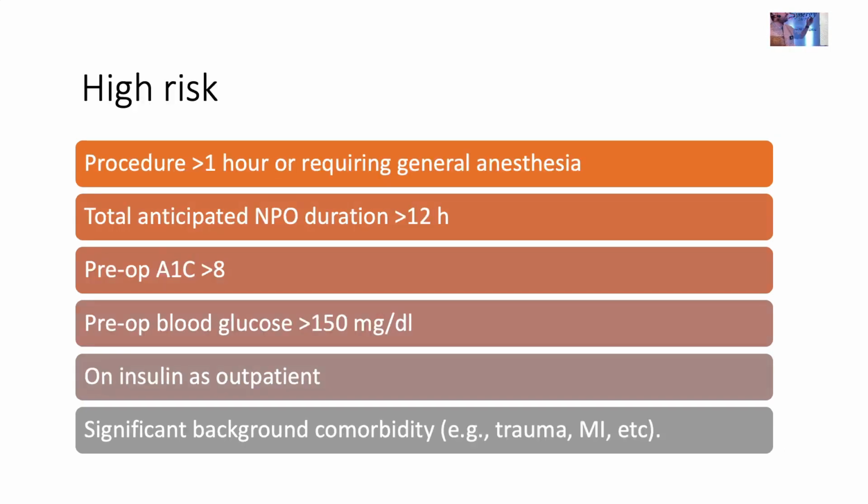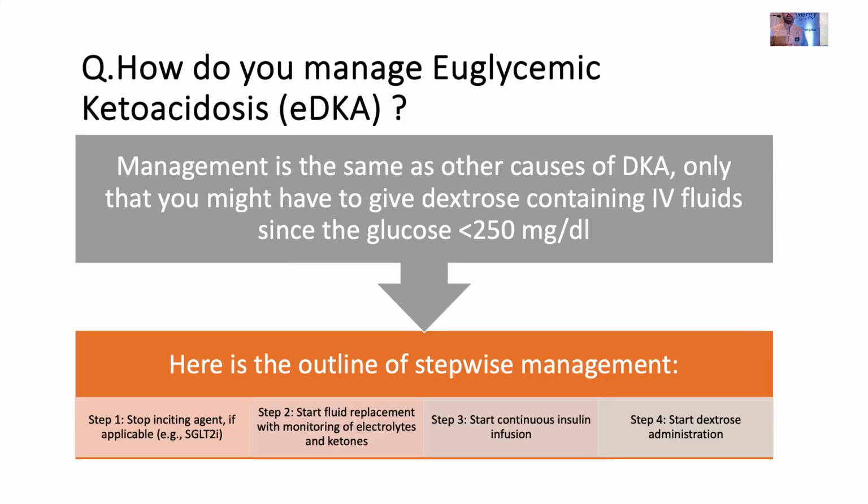But high risk situations are those where you have more than 1 hour of surgery, where the NPO duration is going to be more than 12 hours, where preoperative HbA1c was more than 8%, preoperative blood glucose was more than 150, the patient was already on insulin preoperatively, and the patient has other significant comorbidities. All these things are considered to be high risk.